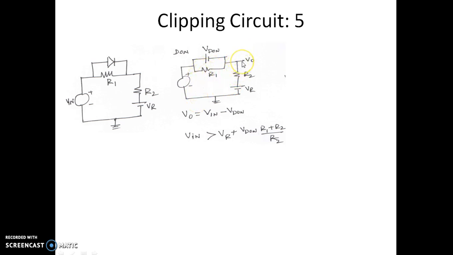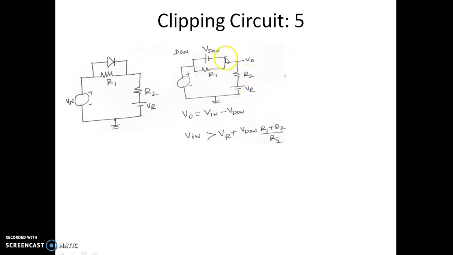Now when the diode is on, the output voltage is given by the input minus VD on. So this is the output voltage expression. This condition will occur when the input voltage is greater than VR plus VD on into (R1 plus R2) by R2. So the diode will turn on when the input voltage is more than VR plus VD on into (R1 plus R2) by R2. If the input voltage is less than this, the diode is off. We shall see, when the diode is off, how the equivalent circuit looks, what the equivalent output voltage expression is, and when that occurs.